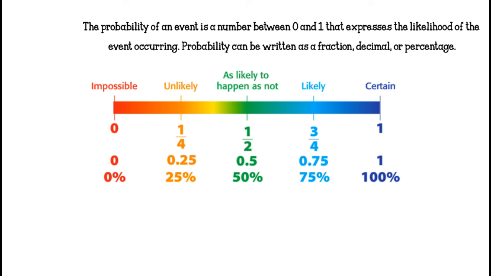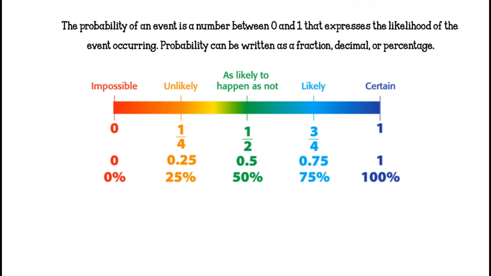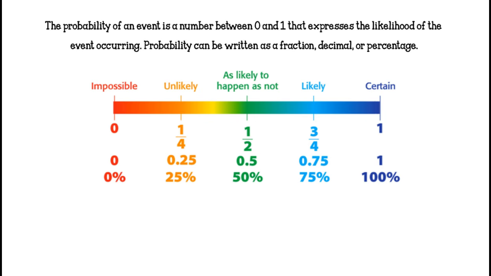When we're talking about probability, the probability of an event is a number between 0 and 1 that expresses the likelihood of the event occurring. So if you look at this scale, a 0 would mean that it's impossible. It's not going to happen. A 1 is a certain, it will for sure happen. And then along the line are the different fractions that show you, like, a 3/4 would be likely, a 1/4 would be unlikely. And so you work your way along the line to see where you stand.